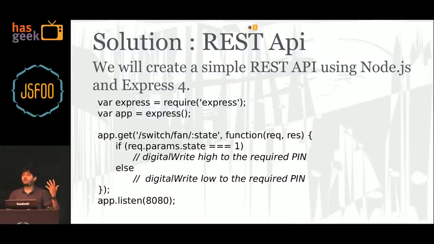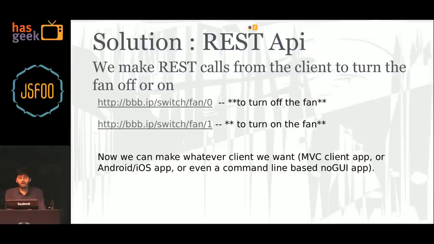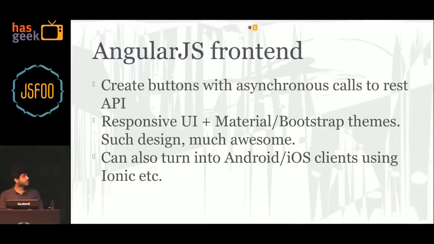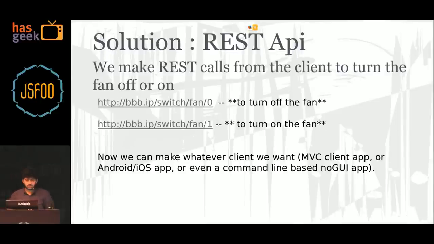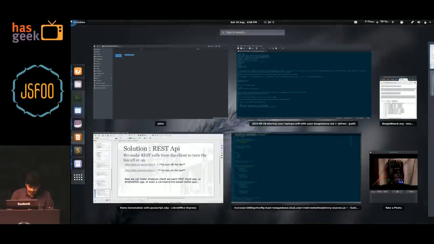Express, how many of you are familiar with it? Okay. That's the easiest way to create a REST server. Something like switch fan 1 will turn on the fan, switch fan 0 will turn off the fan, and you run this server. Then you can use this REST API from any client that you want. You can make an Android app or a website, and let the app hit these REST APIs. Let's see how that works.